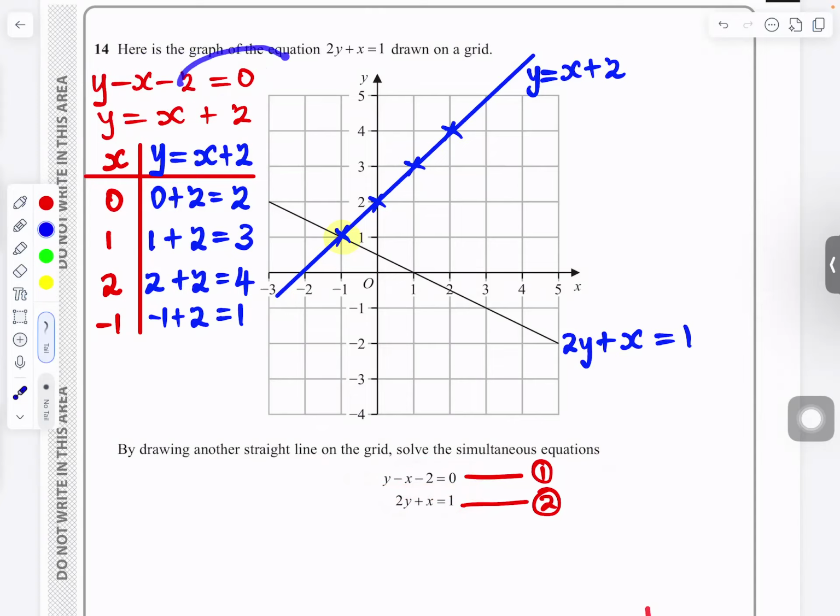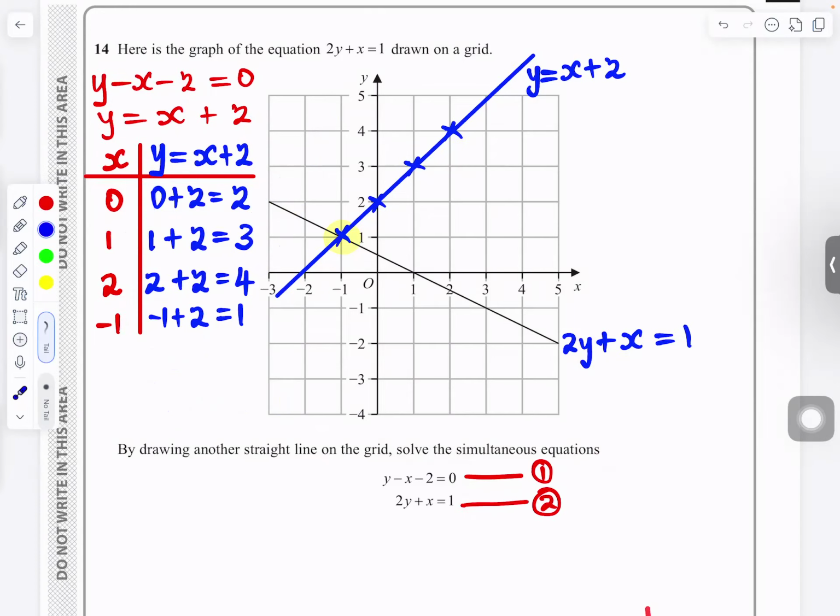If I take 2 to the right, it becomes plus 2. And if I take minus x to the right, it becomes plus x. So you can write it as y equals x plus 2. That makes it easier to work out numbers. So if x is 0, y would be 0 plus 2, which is 2. If x is 1, y is 1 plus 2, which is 3. If x is 2, y is 2 plus 2, which is 4. If x is minus 1, y is minus 1 plus 2, which is the same as 2 minus 1, which is 1.